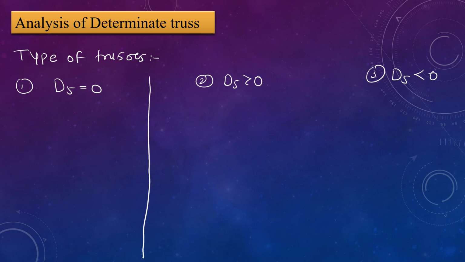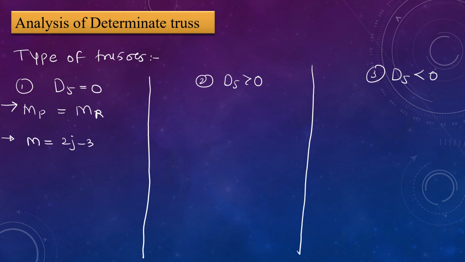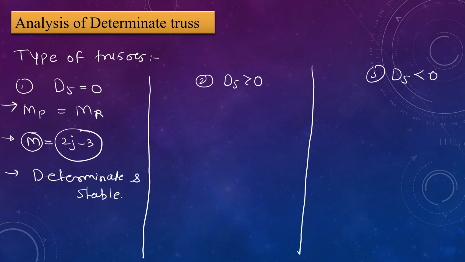We'll see the three conditions one by one here. First, ds equal to 0 means member provided is equal to member required. How? By the formula m is equal to 2j minus 3. If 2j minus 3 is equal to the member provided, then this condition is followed. If this condition happens, then that structure is determinate and stable structure.